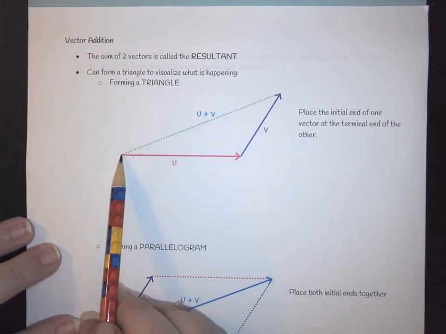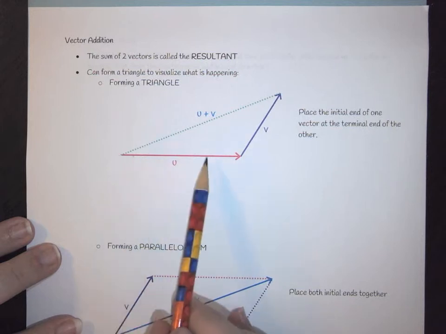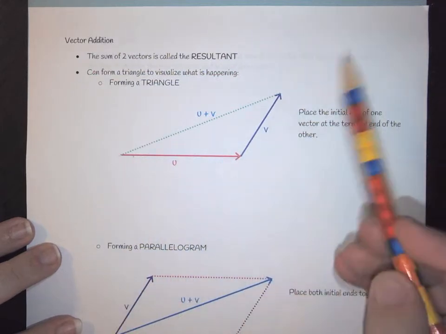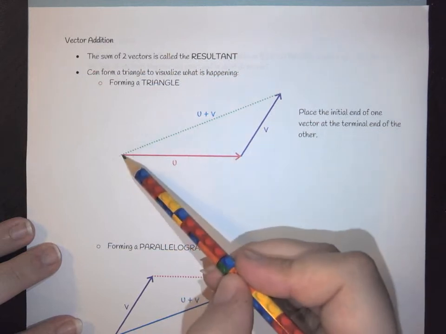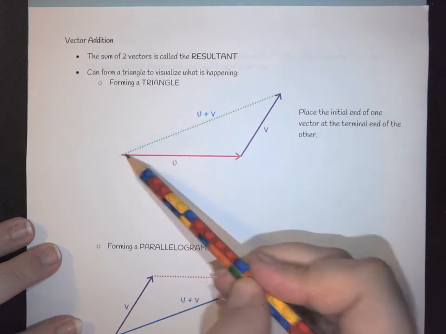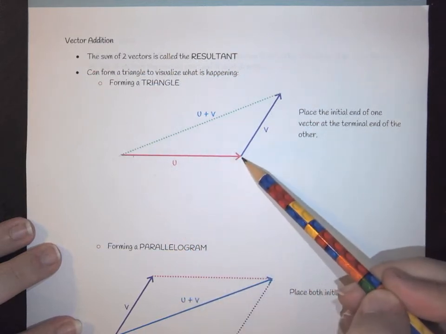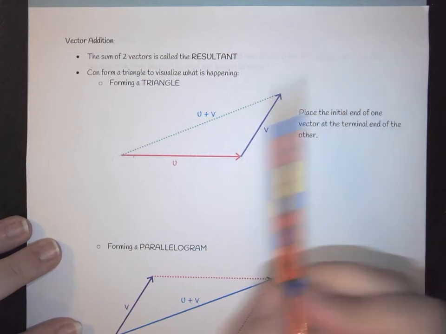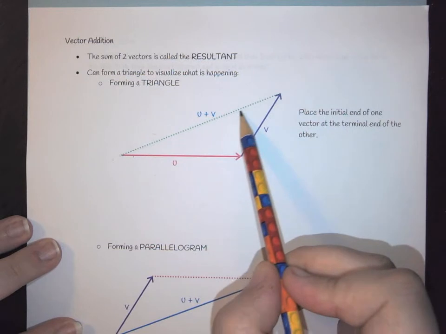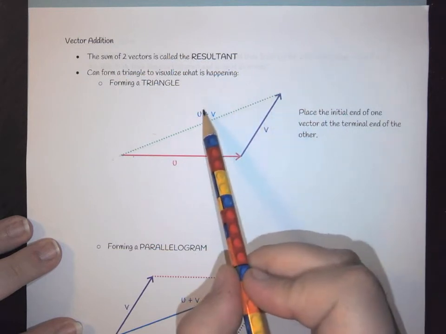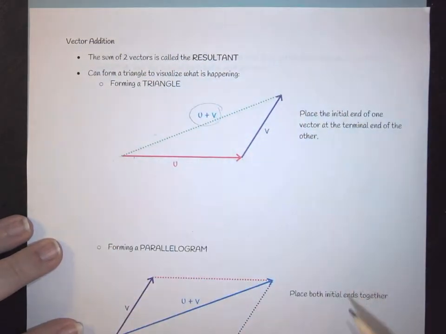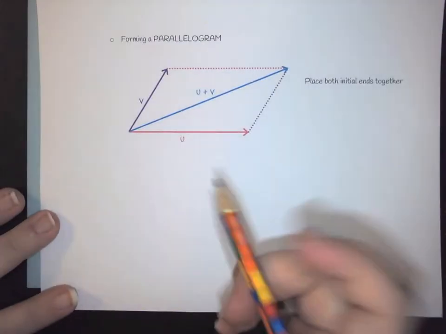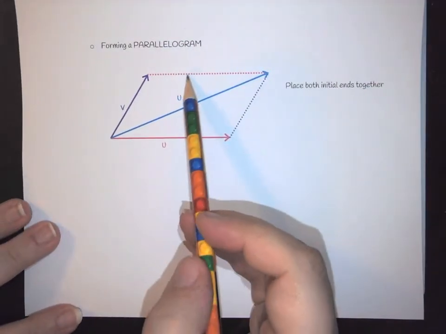You do that because your first vector starts and stops, and where that first vector stopped, your second vector picks up. You can see my first vector is u, so u starts and stops, and then v is connected to the terminal end of u and goes up. So this dotted line right here is my resultant, which we would say is adding the two vectors together. Now the other thing that we can do is form the parallelogram.